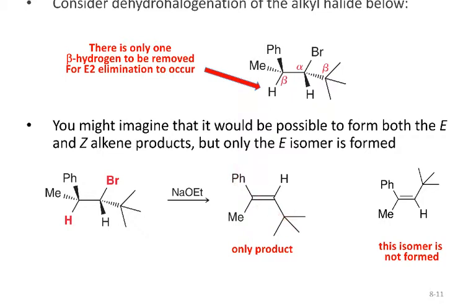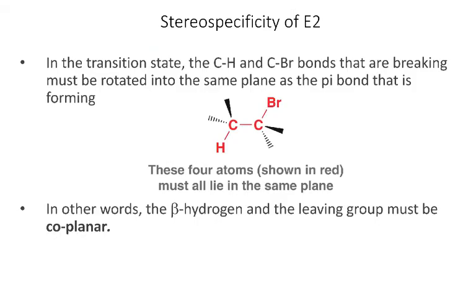They're across from each other, so this is the E isomer. We have both high priority groups on the same side. This is the Z isomer. It turns out this isomer is in fact not formed at all, and we only form this product. So to understand this, we need to consider the structure and the mechanism of E2 reactions a little bit more.